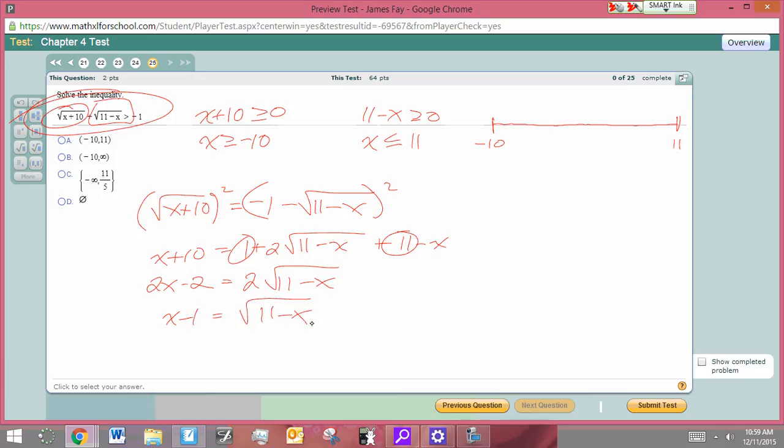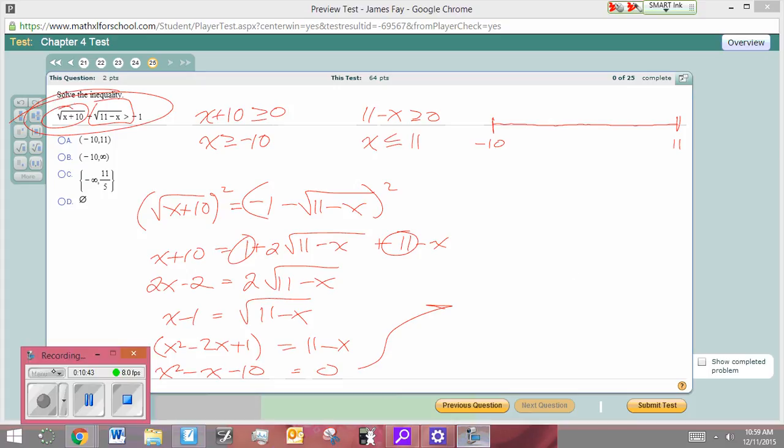I'll now square both sides, so it gives me x squared minus 2x plus 1 over here, and 11 minus x over there. I'll set this equal to 0, so I'll add x to both sides, so it gives me x squared minus x, and I'll subtract 11 from both sides, it gives me minus 10. Now, I'm going to have to use the quadratic formula to factor that, okay? So give me 1 second, and I'll do that, and I'll come back with that factored form.